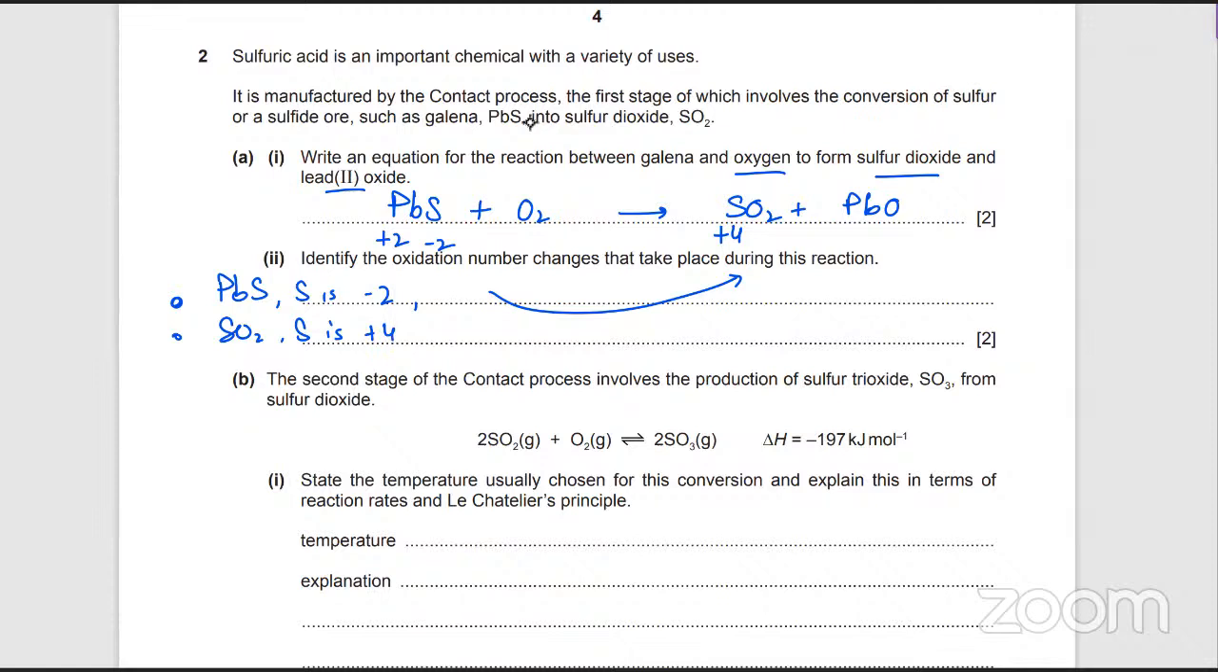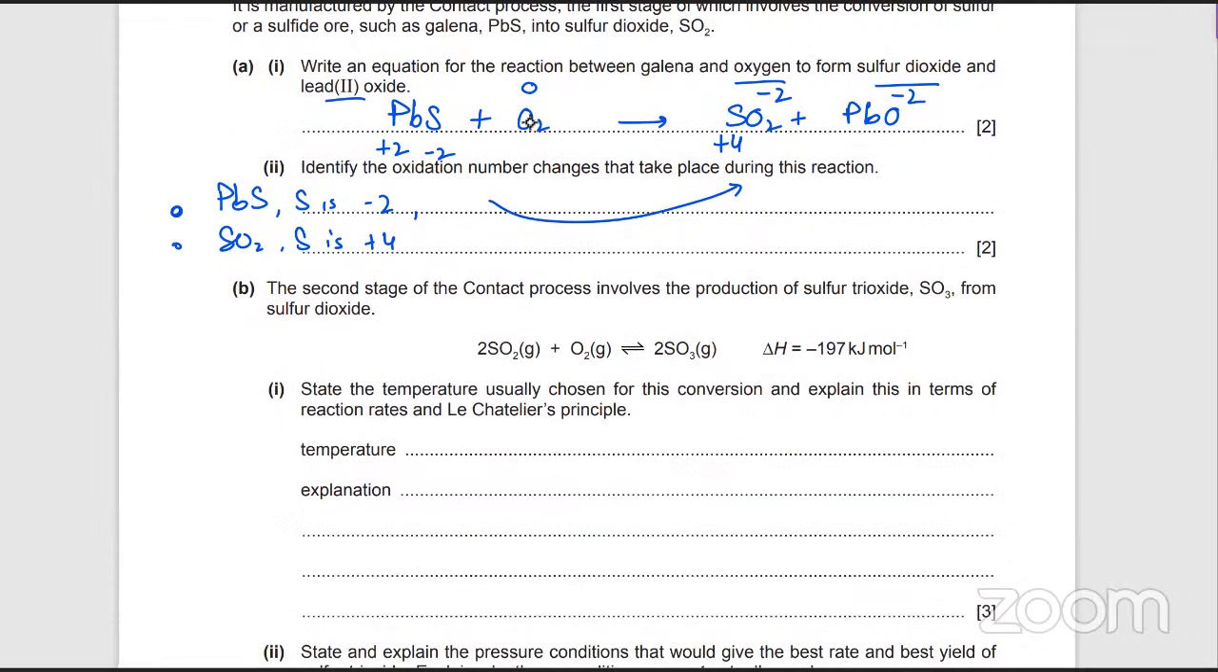अच्छा, और किसकी change हुई इसमें? Whose oxidation state changed? What is the other element whose oxidation state is changing in this case? Oxygen. ठीक है, oxygen जो था वो पहले 0 था, वहां जाके it's minus 2 in both of them. ठीक है, तो वो आप explain करोगे. In O2 oxygen is 0. So in SO2 and PbO, the oxygen is minus 2. State the temperature usually taken for this conversion and explain. Contact process की क्या conditions होती थी.